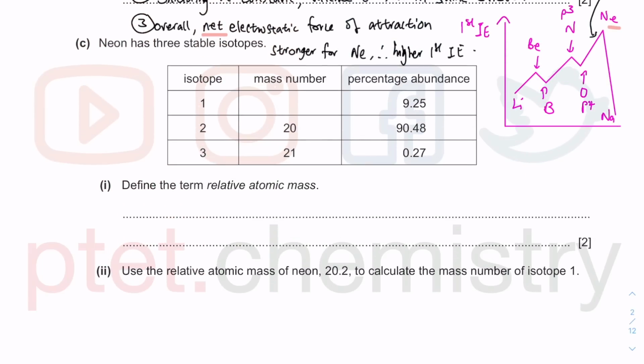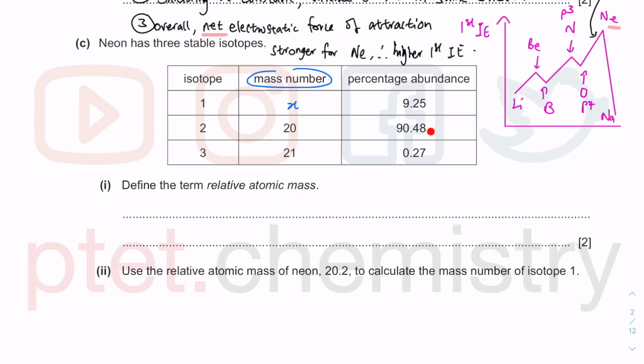The next question: neon has 3 stable isotopes. Your job is to find the missing mass number here. We don't know this number; it's a whole number based on the 20 and 21. We don't know whether it's bigger than 21 or smaller than 20. But what we know is it's not the most abundant. The most abundant one is isotope 20.